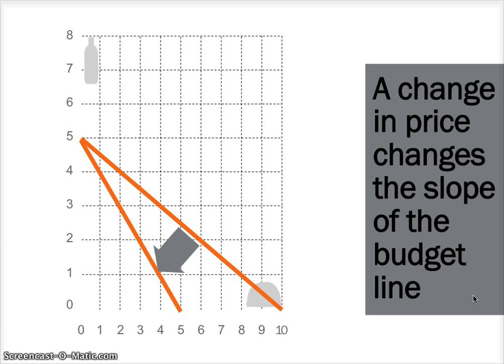The change in the price of the goods also impacts the slope of the budget line. From our review of graphing, we said that the slope of a line is given as the change in the y variables divided by the change in the x variables. In other words, rise over run. Let us try to calculate the slope for these two lines.